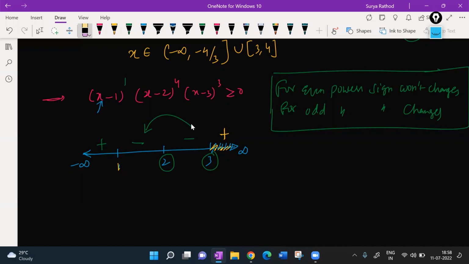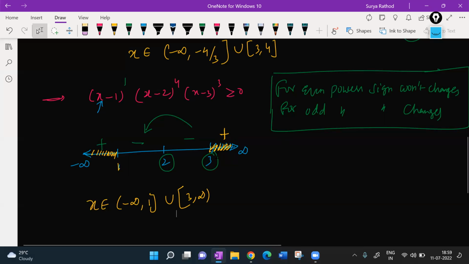So what I need here is greater than or equal to 0. I mean, positive I need. Positive means I need this region. So x belongs to what? Minus infinity to 1 union 3 to infinity, closed bracket here and here. Understood my point? Yes, sir.